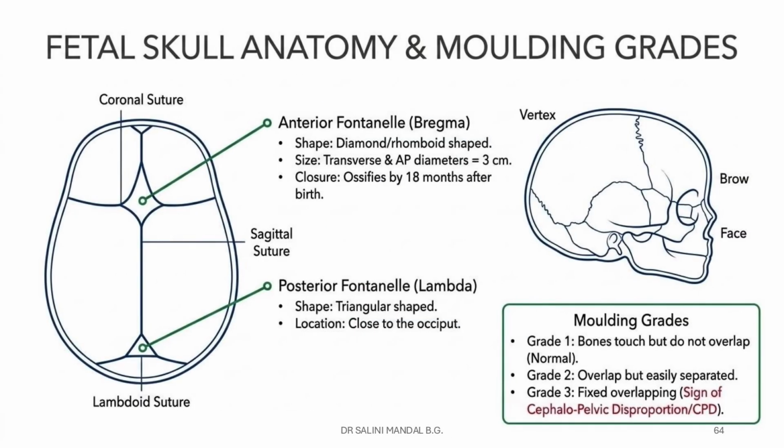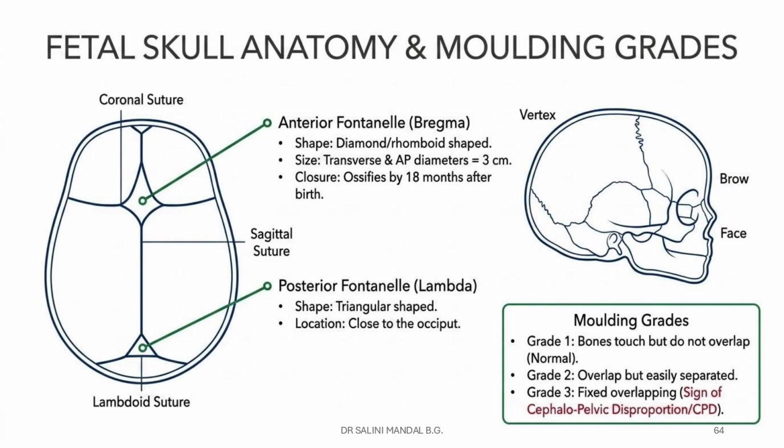Next one, let us talk a little about the fetal skull and the molding grades. Basically, the first grade is bones touch but do not overlap, which is the normal one. Next, they overlap but can easily be separated. But lastly, we have a fixed overlapping, which is a sign of cephalopelvic disproportion. So these are the molding grades.